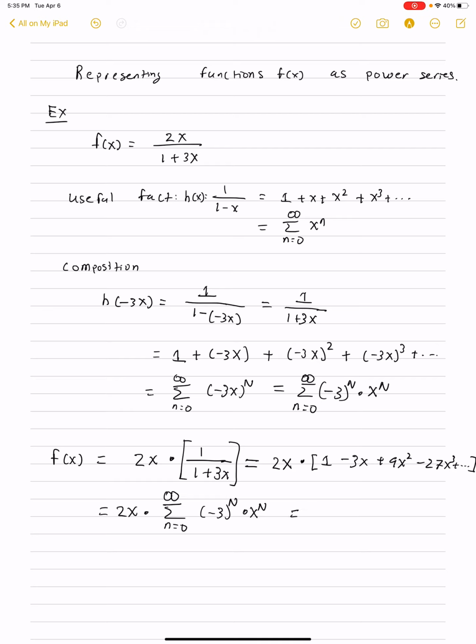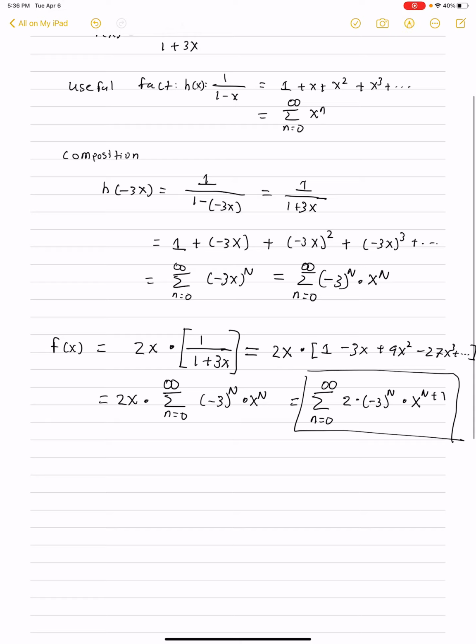And I think that this will simplify to the summation, or I'll put the 2 inside the summation, but it's okay either way. Twice the summation from n equals 0 to infinity of 2 times minus 3 to the n multiplied by x to the n plus 1. And this is our power series representation.